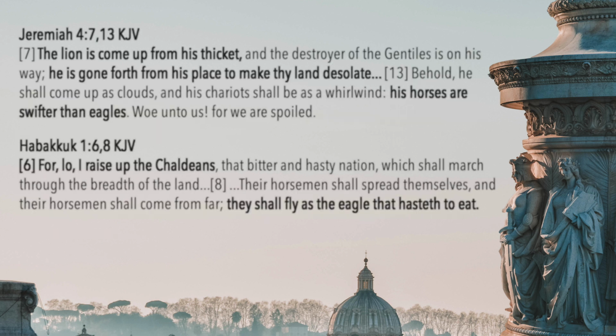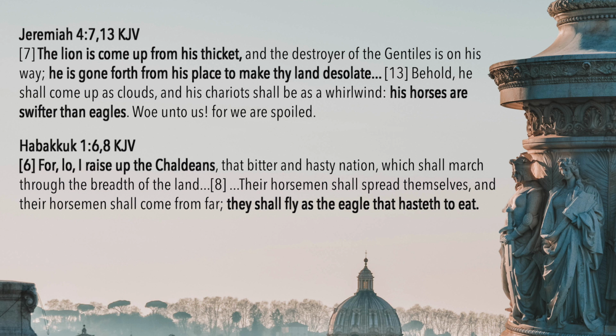In Jeremiah chapter 4, in reference to Babylon coming to destroy the city of Jerusalem, it reads, The lion is come up from his thicket, and the destroyer of the Gentiles is on his way. He is gone forth from his place to make thy land desolate. And in verse 13 it says, Behold, he shall come up as clouds, and his chariots shall be as a whirlwind. His horses are swifter than eagles. Woe unto us, for we are spoiled.